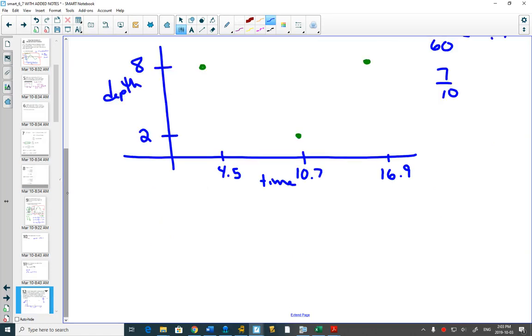Well, from 4.5 to 10.7, that's 6.2. If it's periodic, it would take the same amount of time to get to the next maximum. From one maximum to another maximum, that would be one period, which in this case is 12.4.